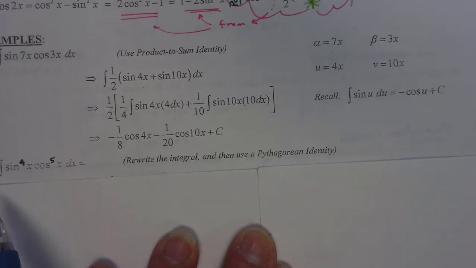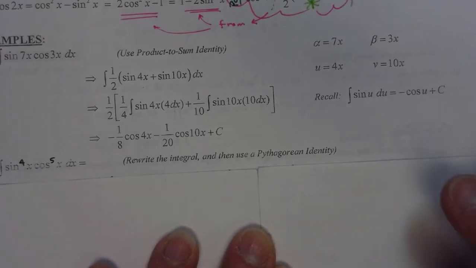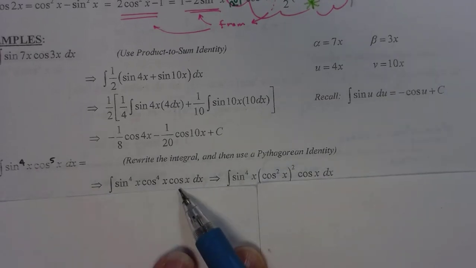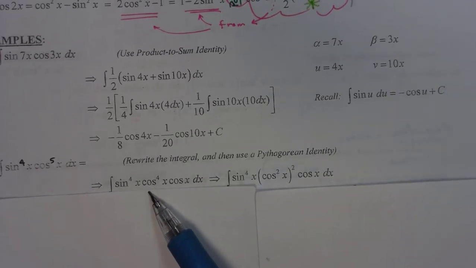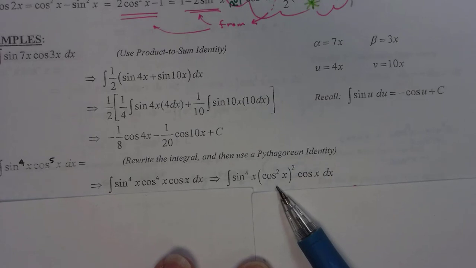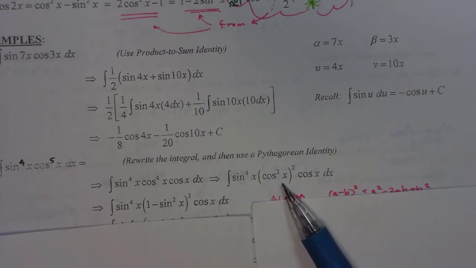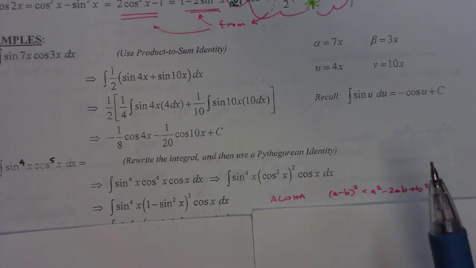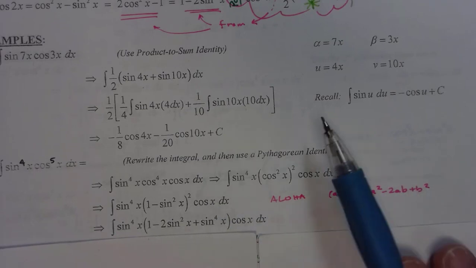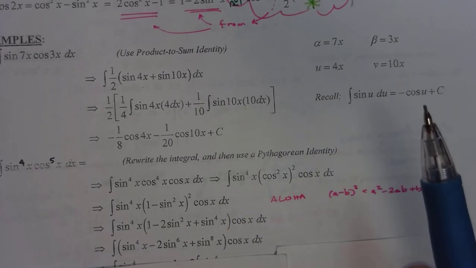So let's look at this one. The integral of sine x to the 4th times cosine x to the 5th dx. All right, I am going to split off a factor of cosine. This gives me an even power on this cosine, which I can write as cosine squared squared. And why would I do that? Because I can make a Pythagorean substitution for cosine squared.